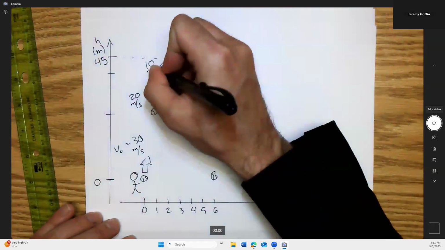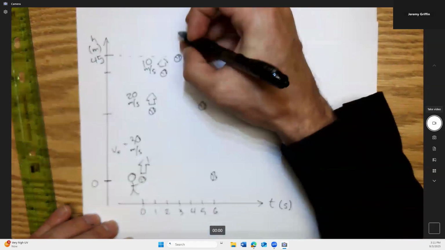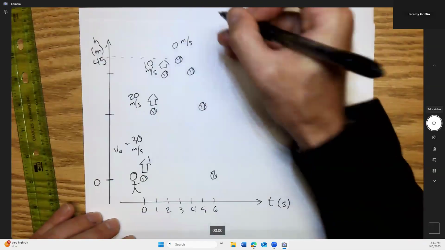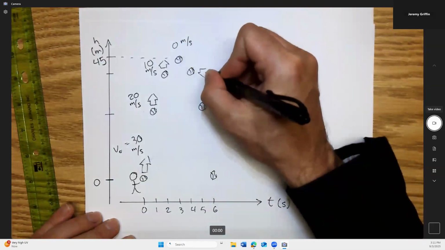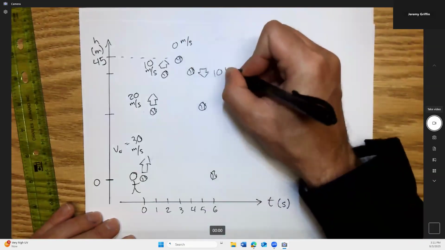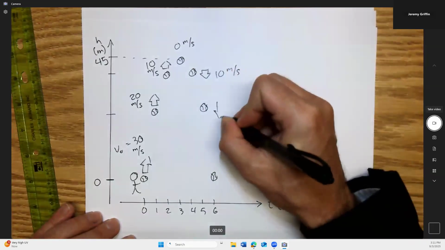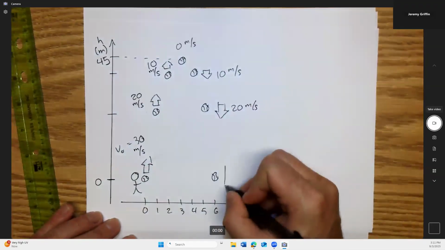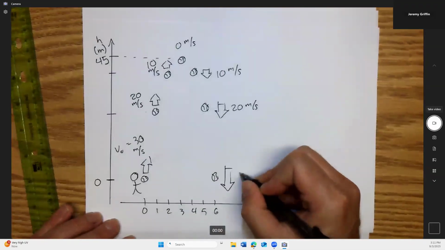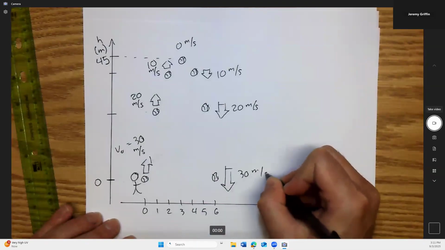After 1 more second, it's going up how fast? 10 meters per second. 1 more second is how fast? 0 meters per second. We're talking about velocity. After another second, now it's going down. How fast? 10 meters per second. And then, yeah, 20 meters per second. And then this one's going down at, yeah, 30 meters per second. Okay. All right, is that okay?